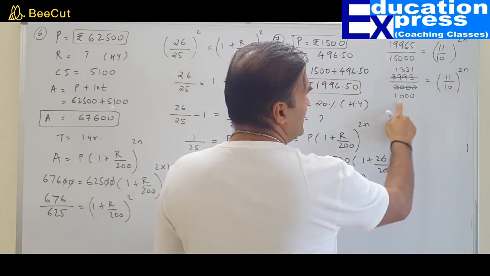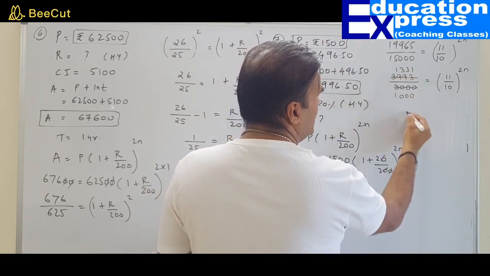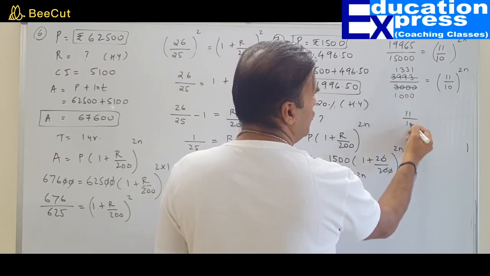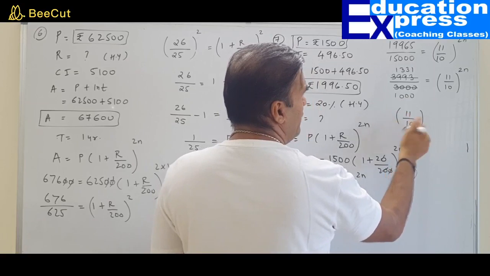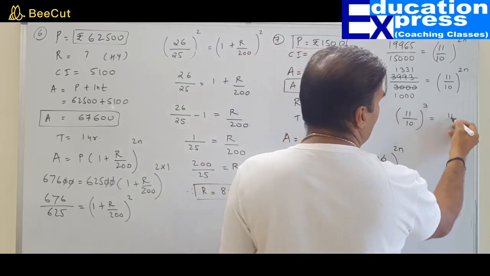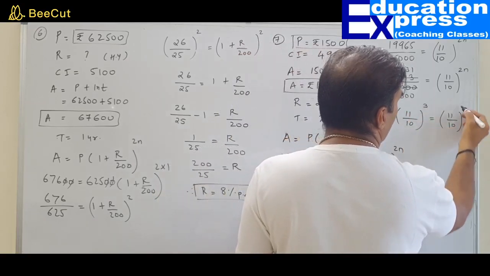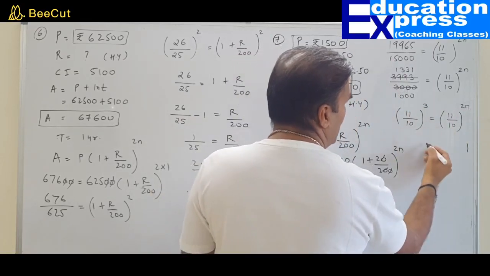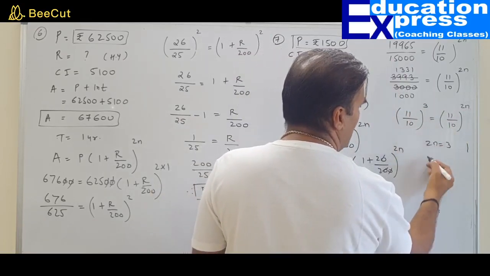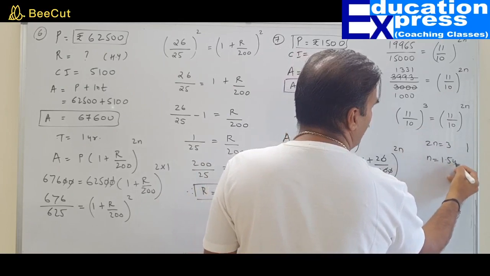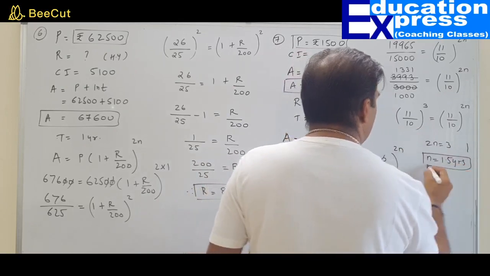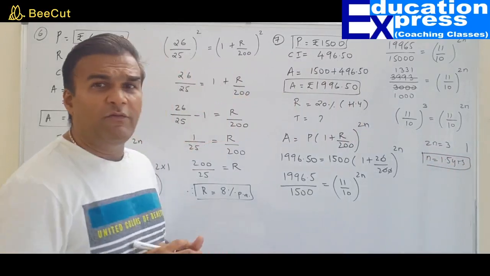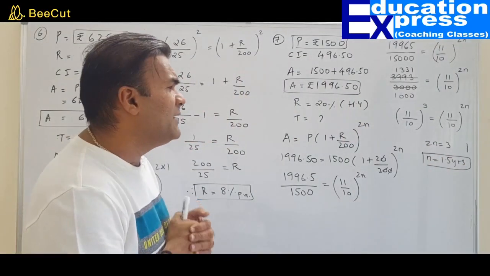My dear friends, this forms a cube. This is a cube of 11 and this is a cube of 10. So (11 upon 10) cubed can be written as 11 upon 10 raised to 2n. Compare it. You will get 2n equals 3, n equals 1.5 years. So they have asked us the time period. My time horizon would be 1 year and 6 months.